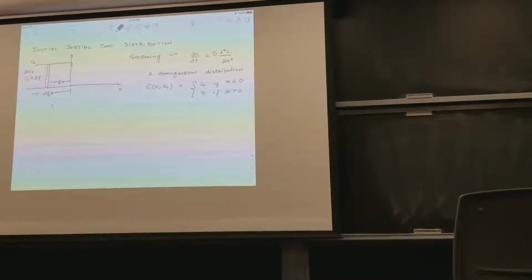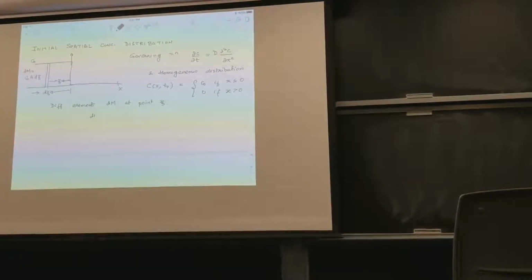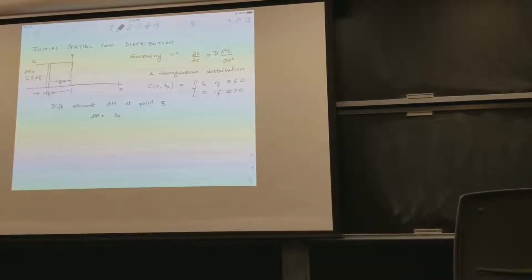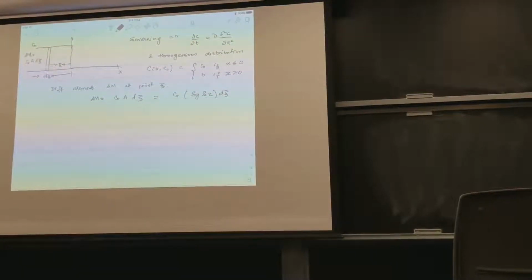So for the differential element, dm at a point this distance away, you have, as we just wrote down, a zeta, which of course you can remind yourself that this is just the area, some area, so x and y and z. So this is the x-axis and the other two are y and z.